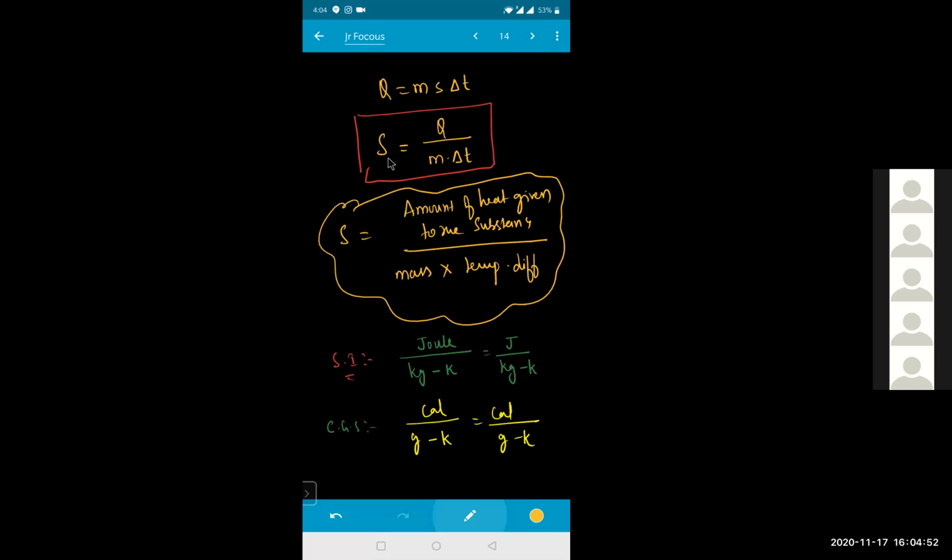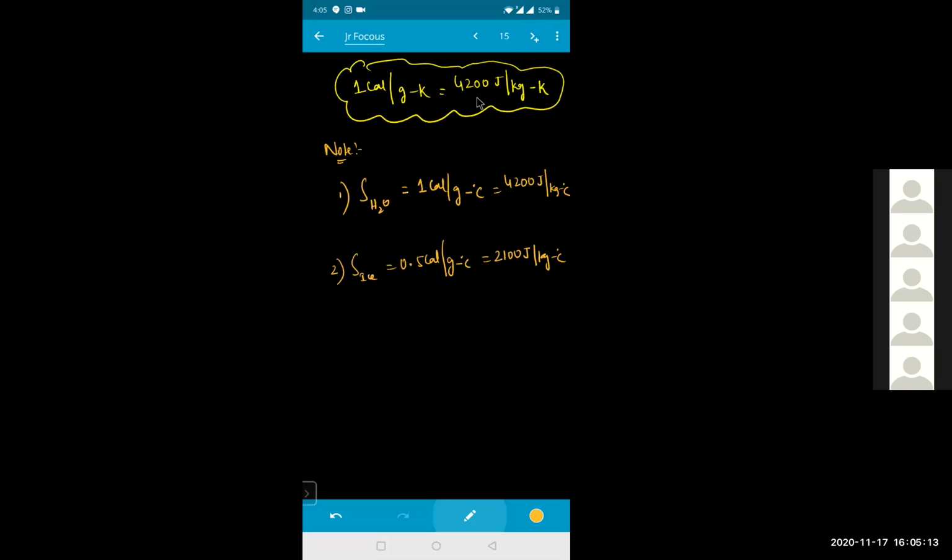So specific heat ka formula kya hoga? S is equals to Q by M into delta T. Q is the amount of heat given to the substance divided by mass into temperature difference. Heat ko hum log kisme measure karte hain? SI system mein, joules mein. Mass ko kgs, temperature difference ko Kelvin mein. So unit is joule per kg Kelvin. CGS unit kya hoga? Calorie per gram Kelvin. Clear?